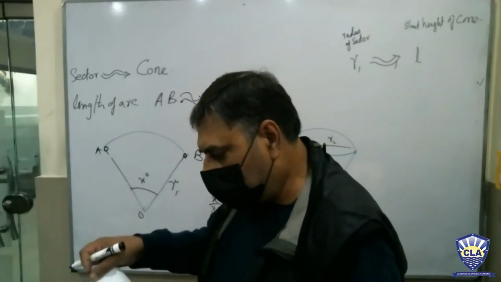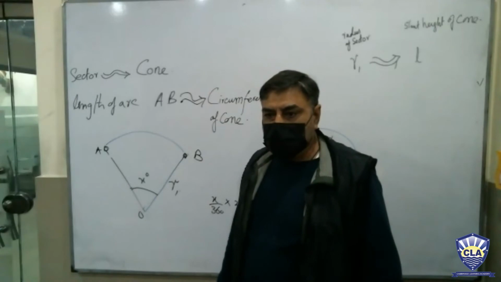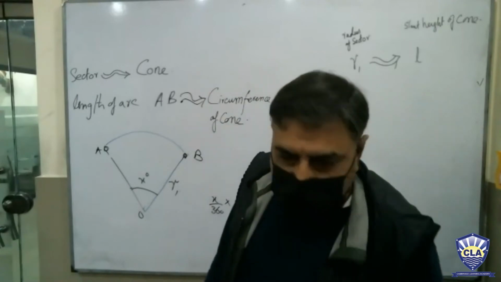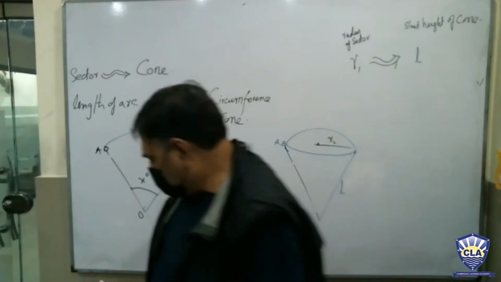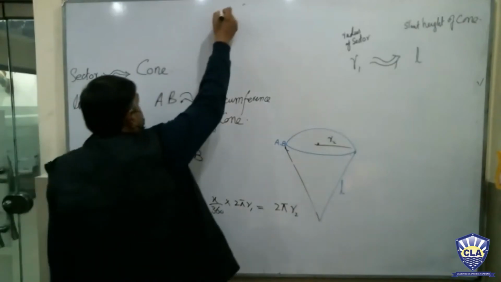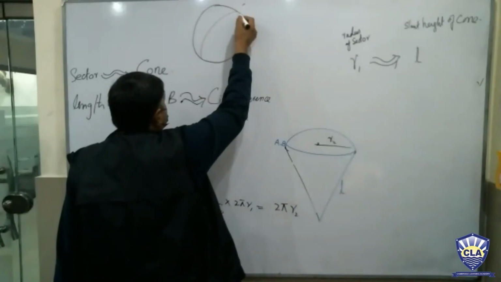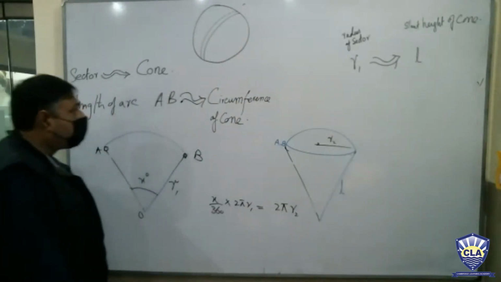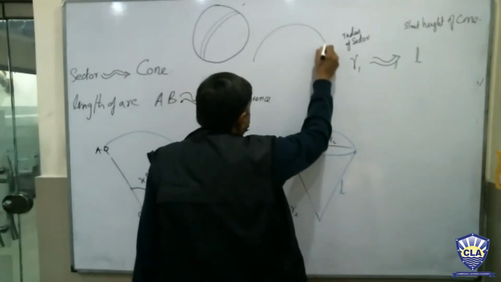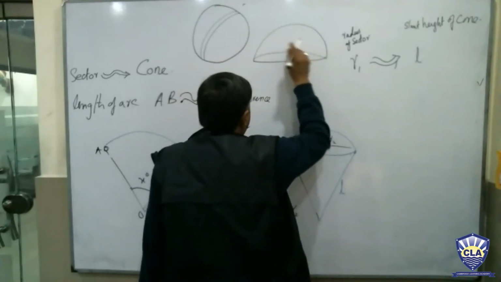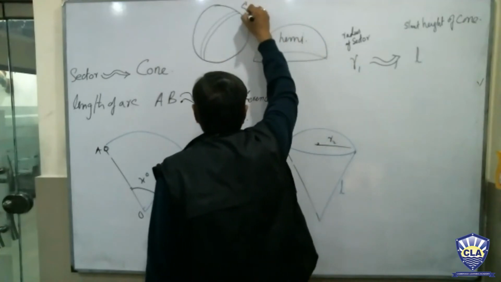Slant height, radius, slant height. Sphere, okay. Sphere, hemisphere. It is a football, a basketball. It is called a sphere. And this is called a hemisphere. Half of the sphere is called hemi. It is hemi. And it is a sphere.